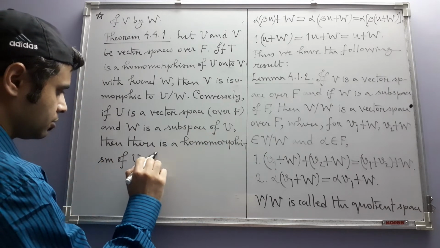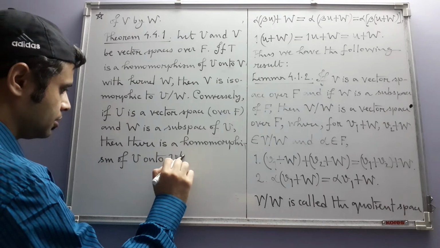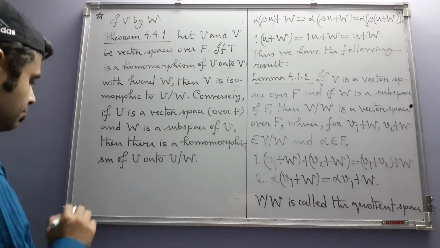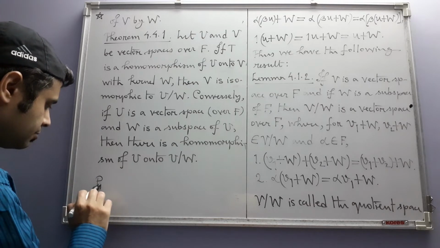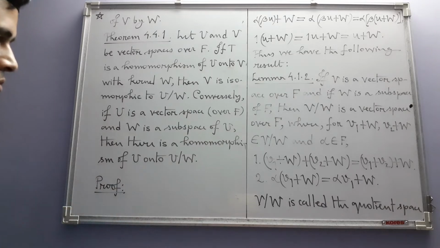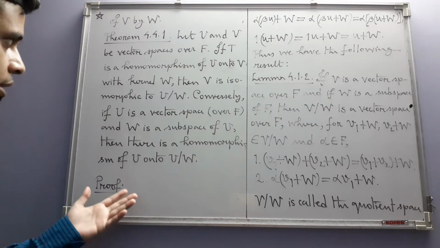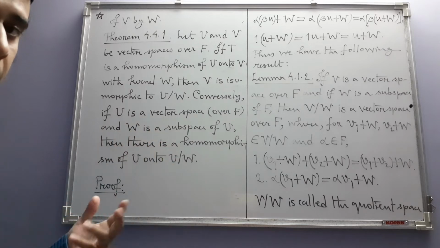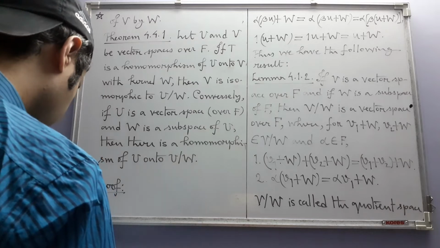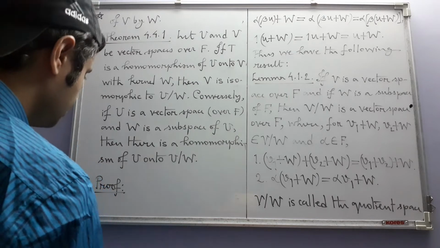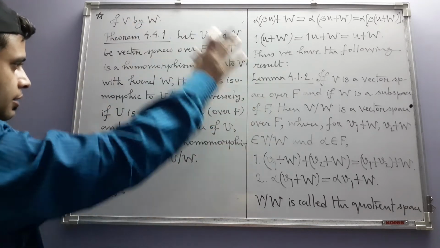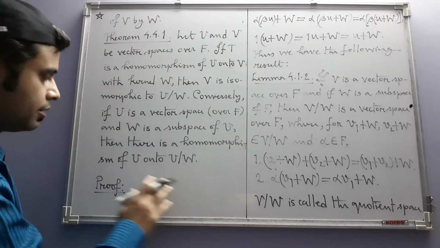Of U onto U by W, the natural onto homomorphism. Although the proof is really similar to the proofs of the corresponding results we saw in groups and rings, still, for the sake of completeness, let us see the proof. Okay, and especially since the things are given together here.